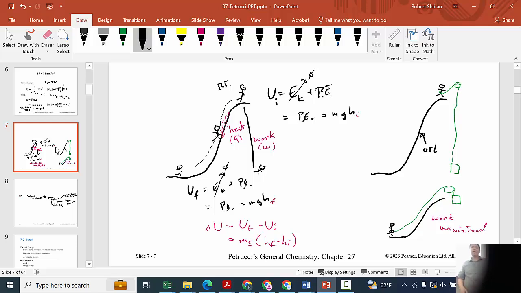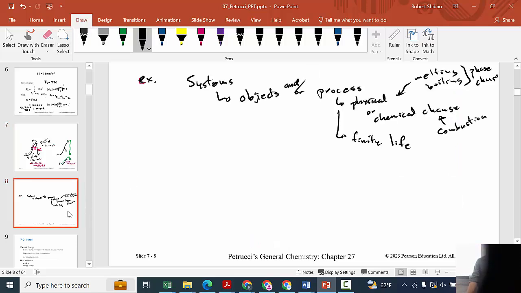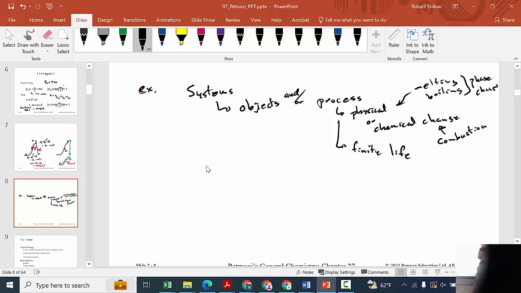And so we can figure out how much energy the surroundings must have gained by the first law of thermodynamics. The amount of energy the surroundings must have gained is equal to the amount of energy the system lost. And the system can lose energy either as heat and or work, depending on how you got down from the top of the slide.